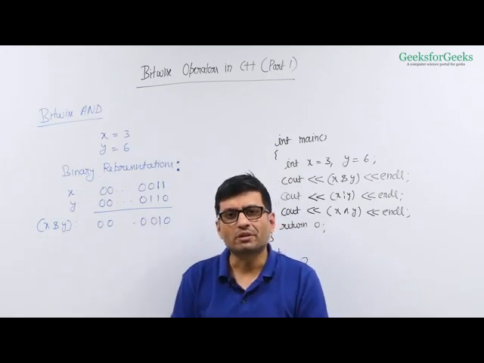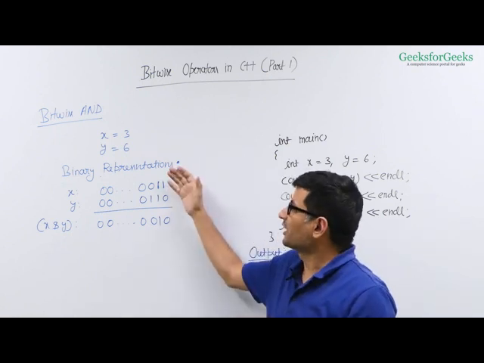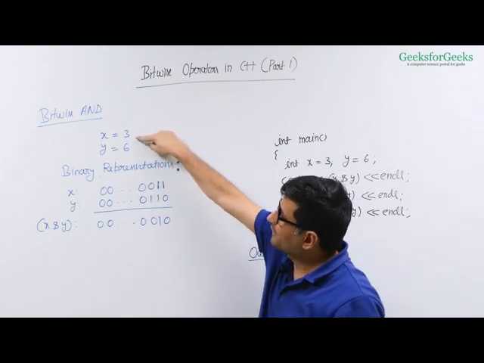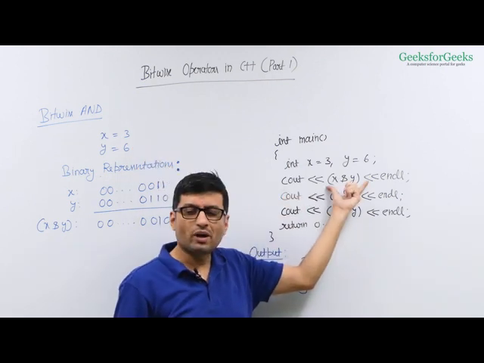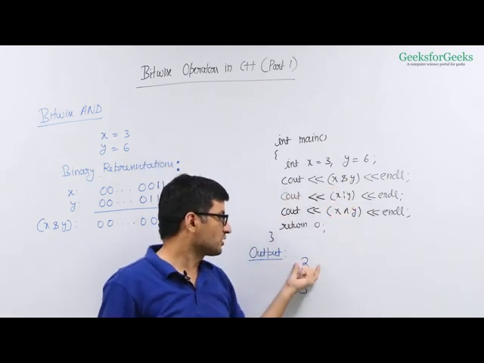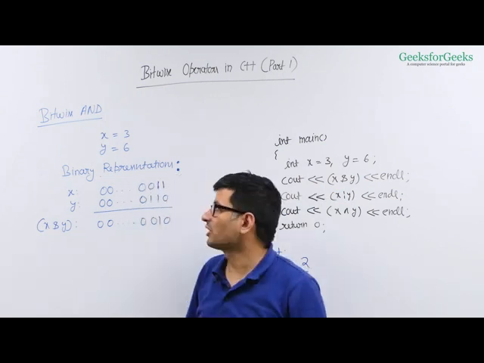Let us now begin with the first bitwise operator, bitwise AND. Let's see this example. We have input x as 3 and y as 6. And when we print x and y, we get the output 2. Right? The output of the first line is 2. Let's see how we get this output.